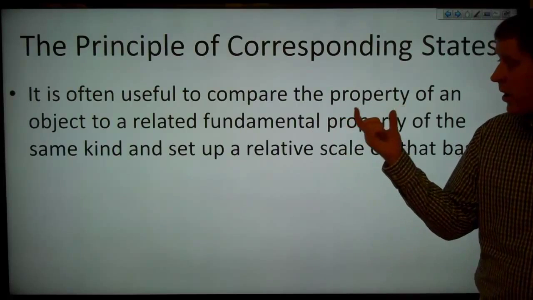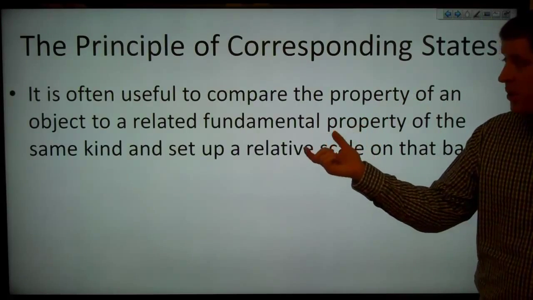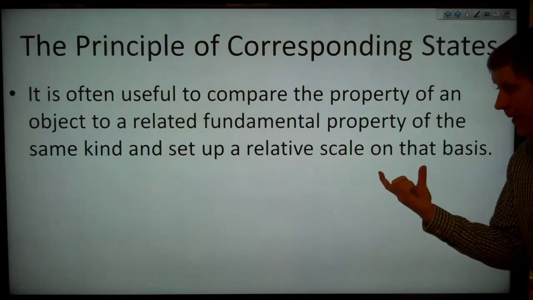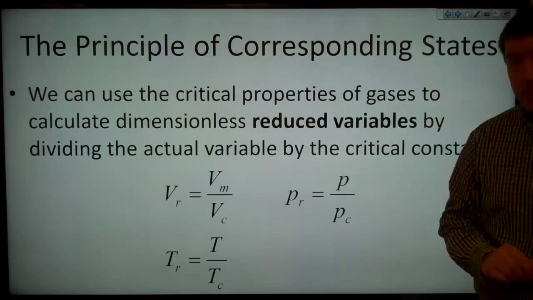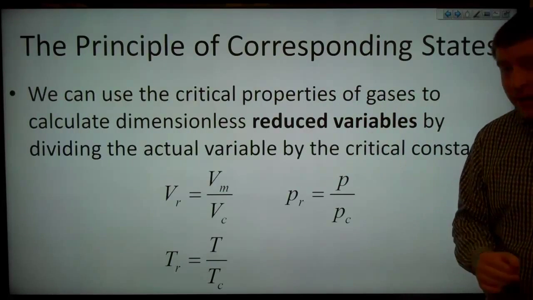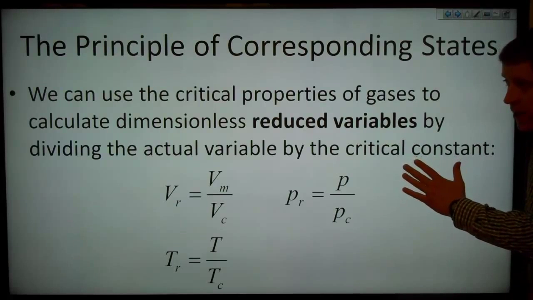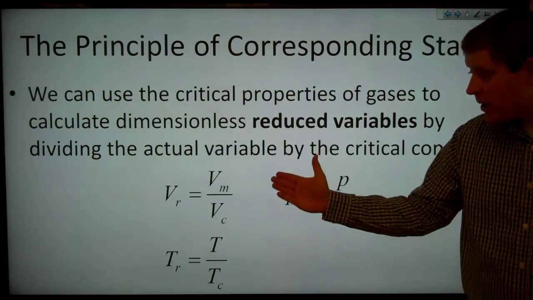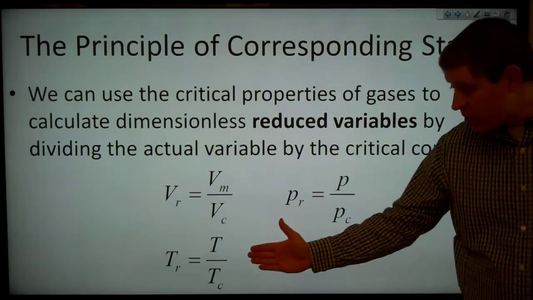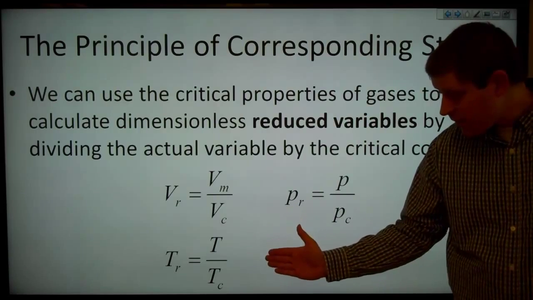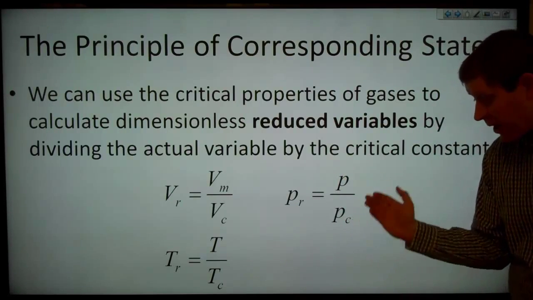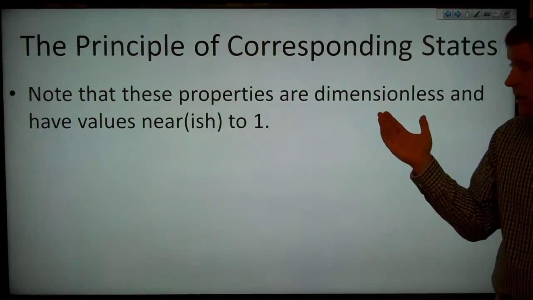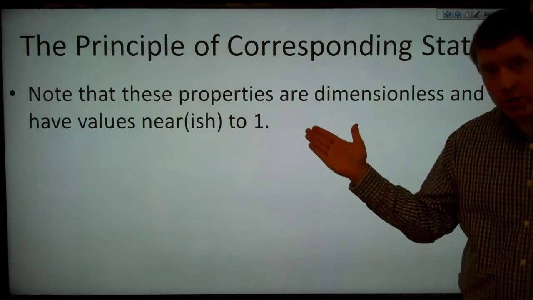Now, it's often useful to compare the property of an object to a related fundamental property of the same kind and set up a relative scale on that basis. So we can use the critical properties of gases to calculate dimensionless reduced variables by dividing the actual variable by the critical constant. So the reduced volume is the molar volume divided by the critical volume. The reduced temperature is the actual temperature divided by the critical temperature. The reduced pressure is the pressure divided by the critical pressure.